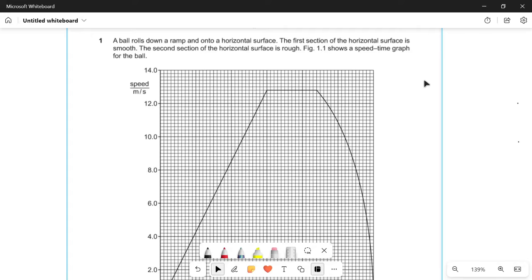So today I will be doing IGCSE physics topic questions. This topic is about motion and I will be doing every type of question related to motion. So let's start with the first one.